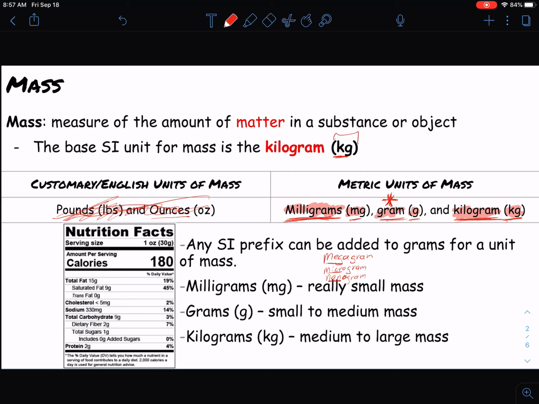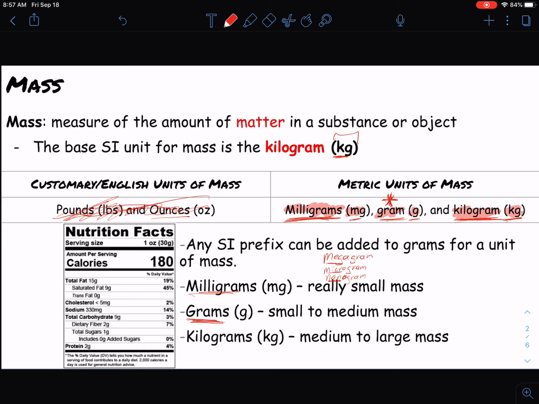But in general, milligrams are really small. Grams are small to medium mass, and kilograms can be from medium to large masses. Just to give you an idea, 1 gram is about the weight of a paperclip, the same mass as a paperclip. So to have a milligram, you would need to cut that same paperclip up into 1,000 different pieces. That's really small.